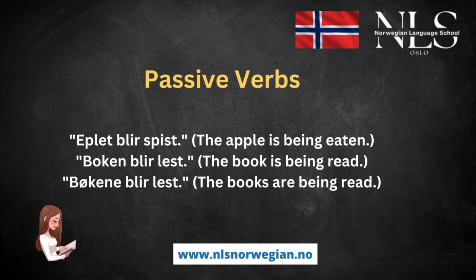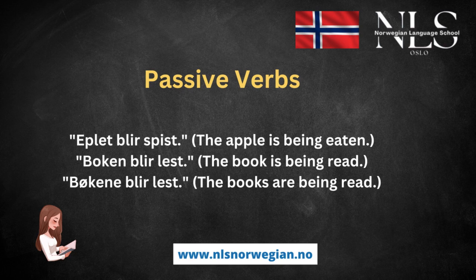Passive verbs. In passive sentences, the subject is acted upon rather than performing the action. In Norwegian, there are several ways to form a passive sentence. But for simplicity, we will focus on the most common method, which is using the auxiliary verb bli, to become, followed by the past participle.